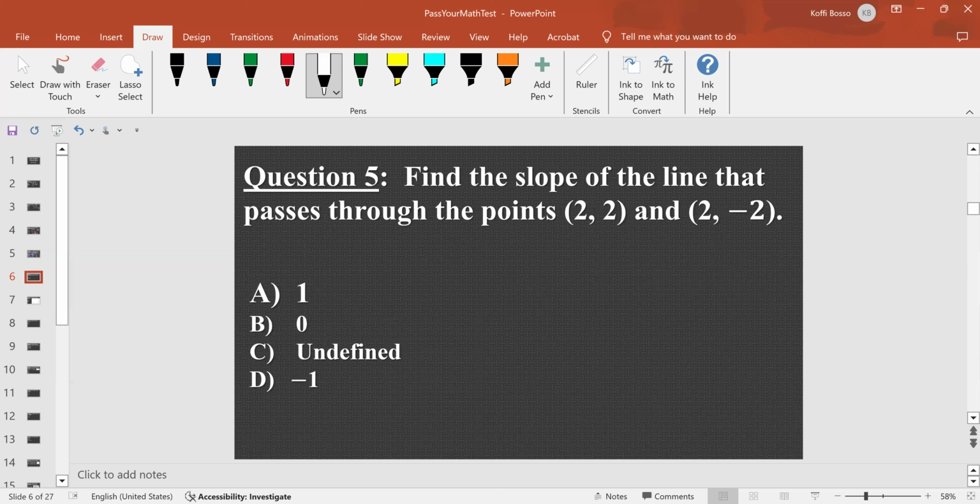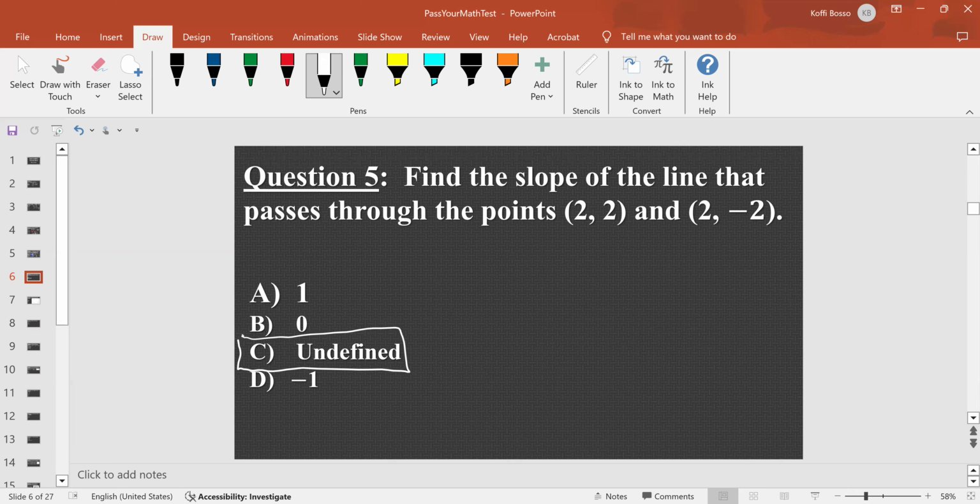Question number 5 is simple but challenging. So again, pause the video and solve this question before you see the answer. But I can tell you right away that the correct choice here is C, undefined. If you choose 0, that means you don't understand the concept yet. So let's explain it. They ask you to find the slope.